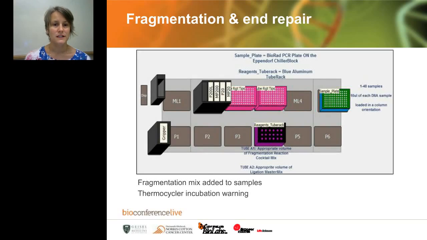So the first step of the protocol is basically setting up the fragmentation reaction. The DNA is set up here in a sample plate. This step is set up manually with up to 48 samples in the plate, and then the fragmentation and ligation reactions are added from the reagent tubes, which are on chiller plates.